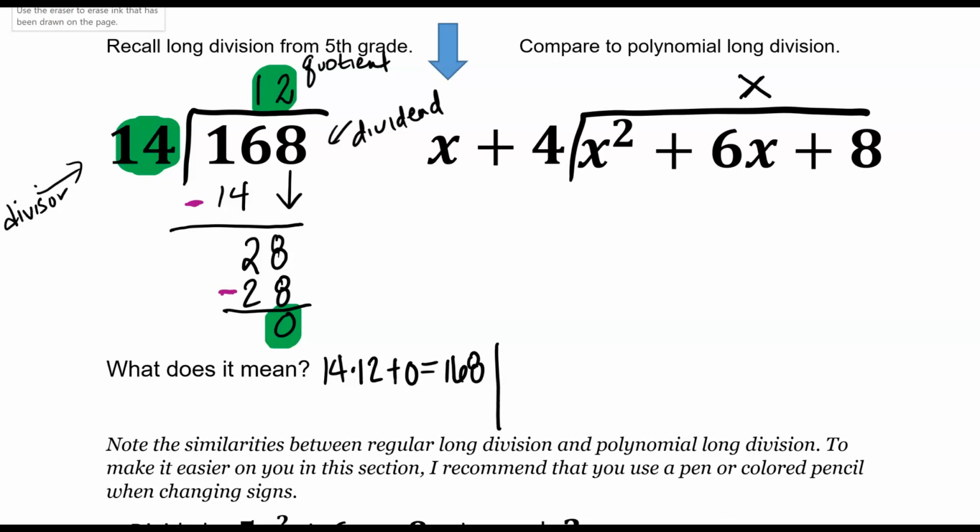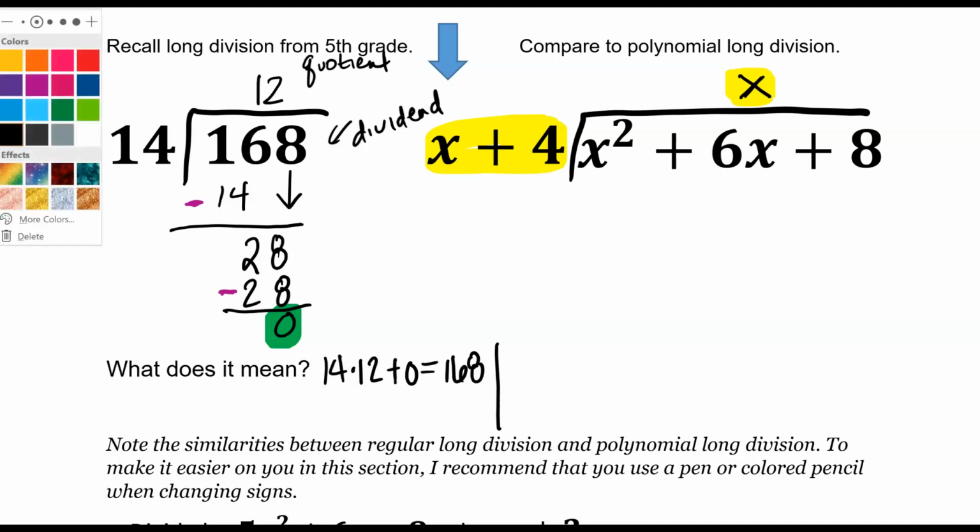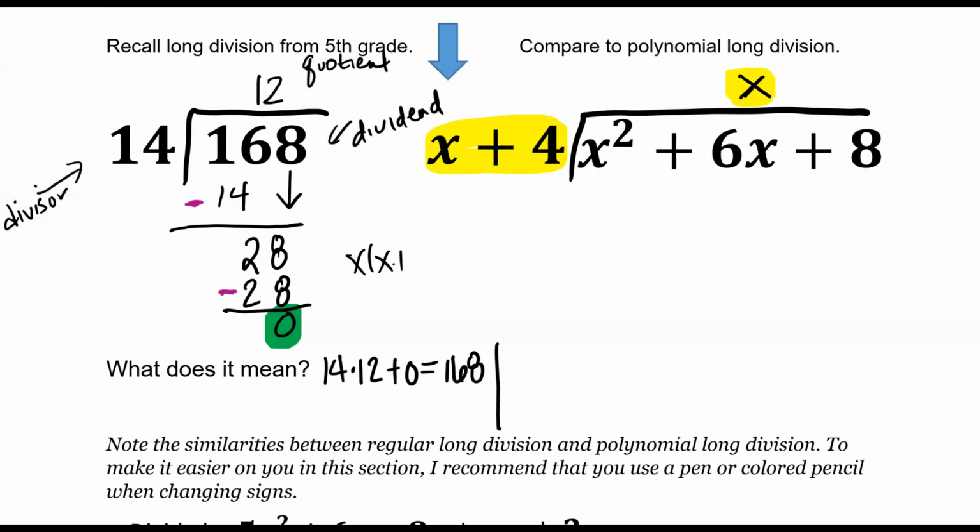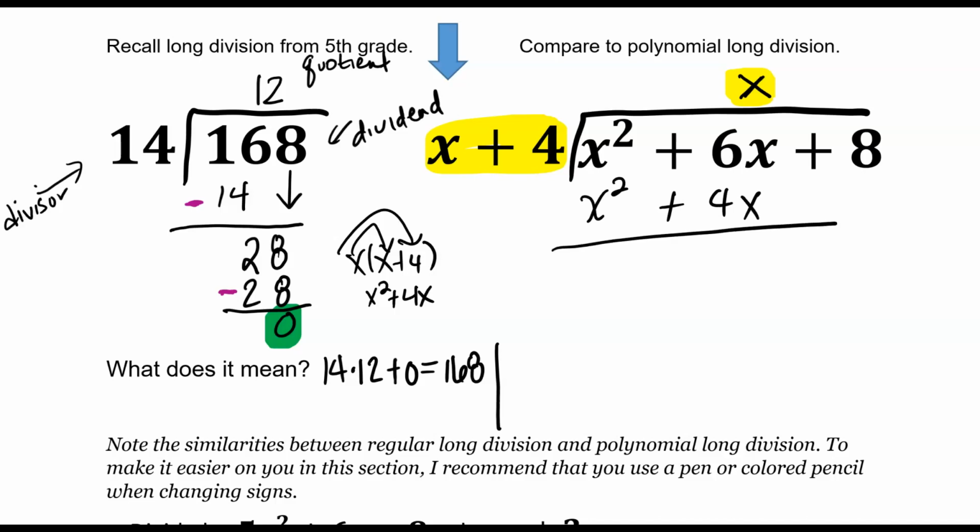Now what are we doing with the x? We are multiplying the x times our divisor, just like we did over here, right? Just like we did with the 14 and the 12. So we're going to multiply x times x plus 4. If you can't do that in your head, you need to write x times x plus 4 down and distribute this, right? You get x squared plus 4x. So at some point, you should be able to do that in your head. But for now, whenever we get to a situation like that, write it down.